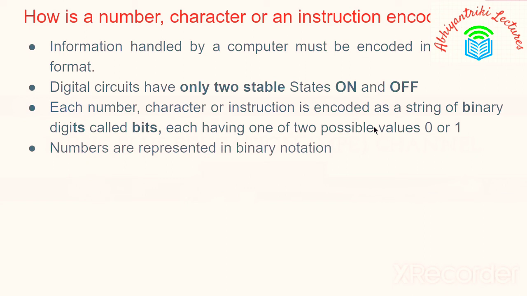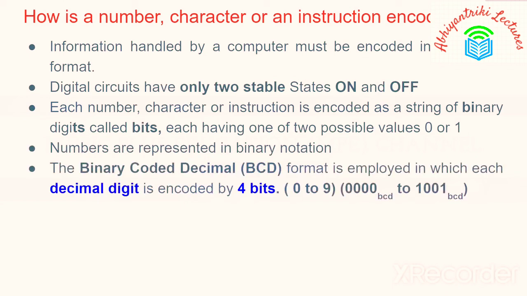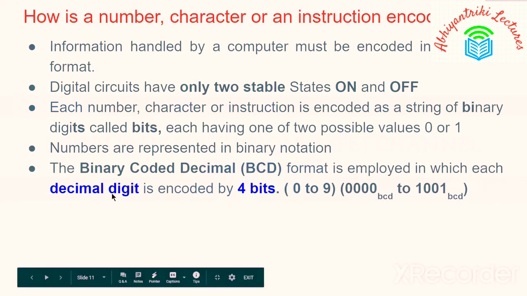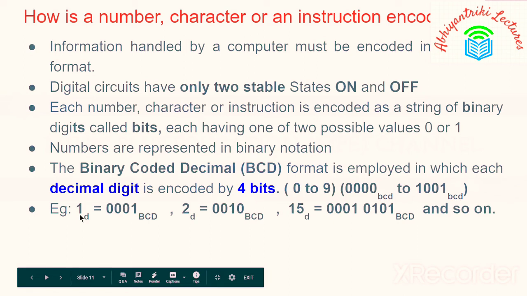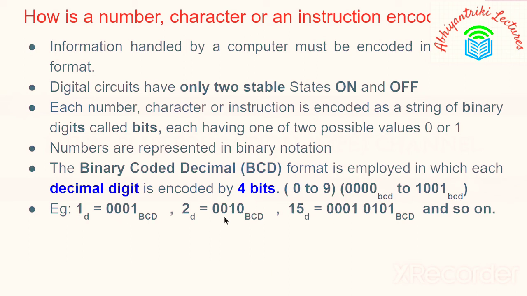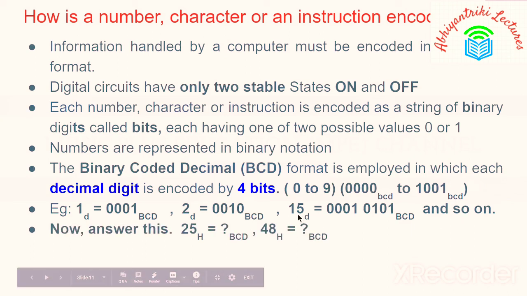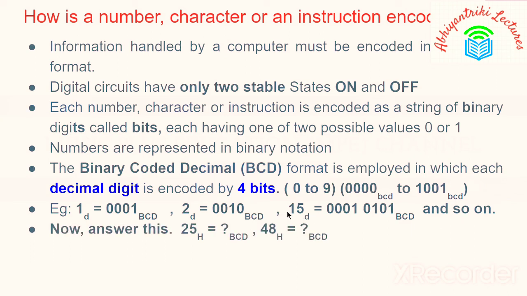Yes. The binary coded decimal format is employed, in which each decimal digit, 0, 1, 2, 3, and so on till 9, 0 to 9, is encoded by 4 bits. This is the range of BCD, 0000 to 1001. This is how we convert: 1D is equal to 0001, 2D is equal to 0010, and so on. Here be careful: 15D, how do you write 15D? Take the first digit 1 and convert it to 0001, and take this 5, convert it to 0101.